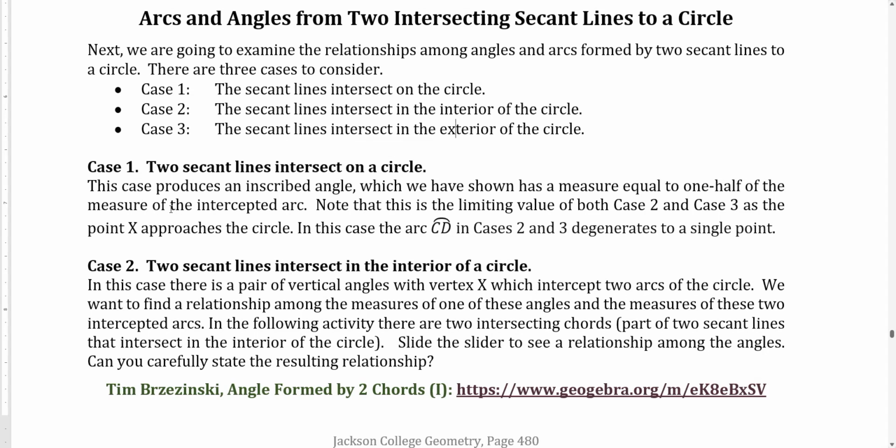Okay. Case one, if the two secant lines intersect at a point on the circle, then there's an inscribed angle there, and we've already studied that. We've shown that it intercepts one arc, and that arc has a measure equal to twice the angle of the inscribed angle. Or in other words, the inscribed angle has a measure 1/2 the measure of the arc that it intercepts. That is a very important result that we end up using lots and lots. We talked about that already. And we can think of this first case as sort of being the limiting case of the other two cases, as one of the arcs degenerates to a single point.